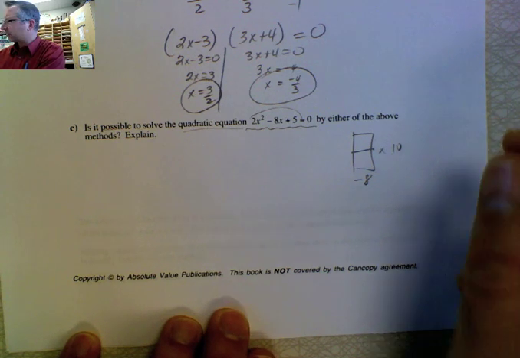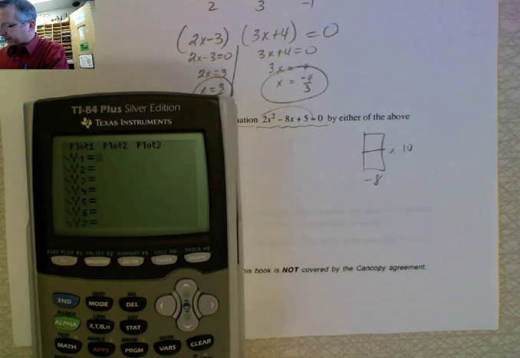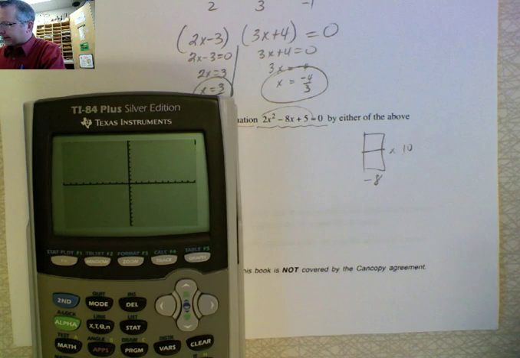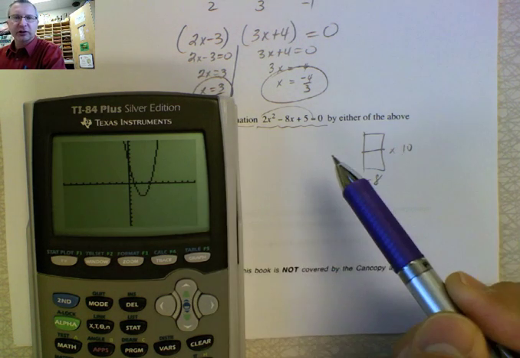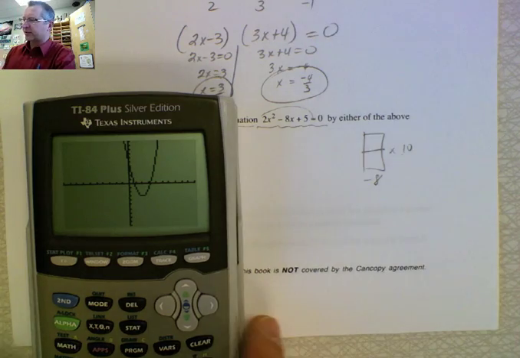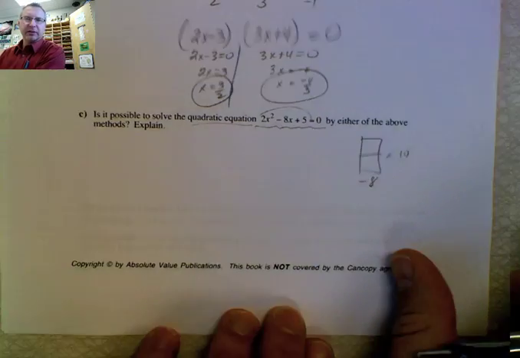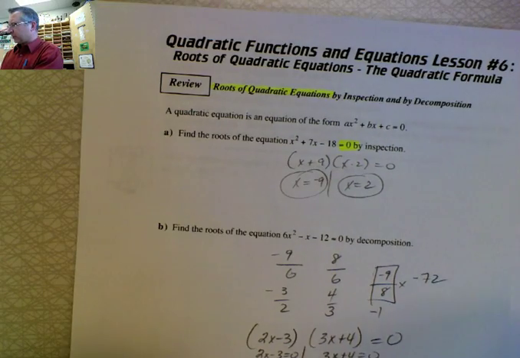If you actually graphed it on your calculator, and we're going to do that quickly, we're going to look at 2x squared minus 8x plus 5. And if we look at the graph of this particular function, it does have two x-intercepts. So we should be able to calculate those x-intercepts algebraically. But at this point, all of the methods we know don't work. So we have to look at some new methods.